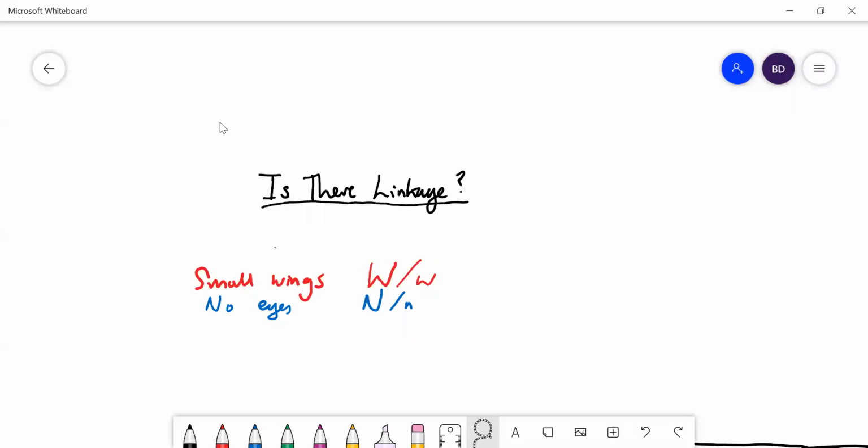Okay, we're going to have a look at a dihybrid cross, and we're going to see this idea of linkage, if genes are linked. Now, usually that means that the two genes are on the same chromosome, and they are also pretty close to each other. We'll see why that is in a minute.